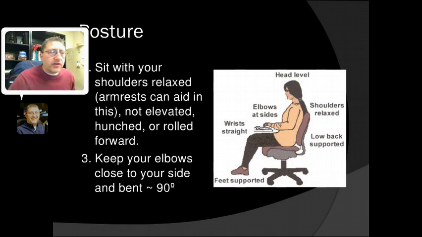You also want to think about your elbows. You want them to be close to your side. You don't want any abduction of the shoulder. You don't want them to be so close to your side that you're cutting off circulation, but you want them to essentially be next to your side and bent at a 90-degree angle. Okay? That's neutral posture.